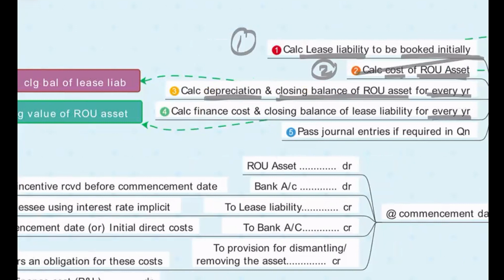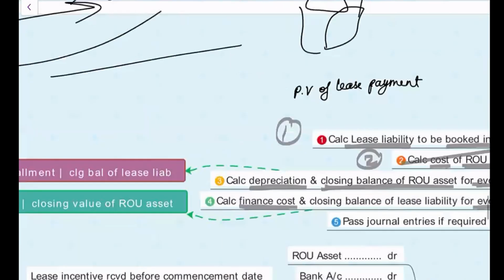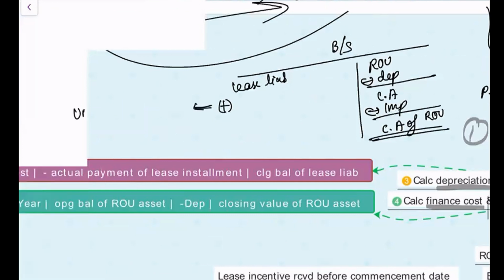Okay. Then every year again, you have to calculate the finance cost. What will happen is that we have brought all the lease payments to the present value of lease payments. So when you are recording in your balance sheet, in the ROU asset, you will depreciate every year and find out your carrying value. And if there is impairment, you can do that also and find out your carrying value of the ROU asset every year. In case of lease liability, every year you will do something known as unwinding of interest.